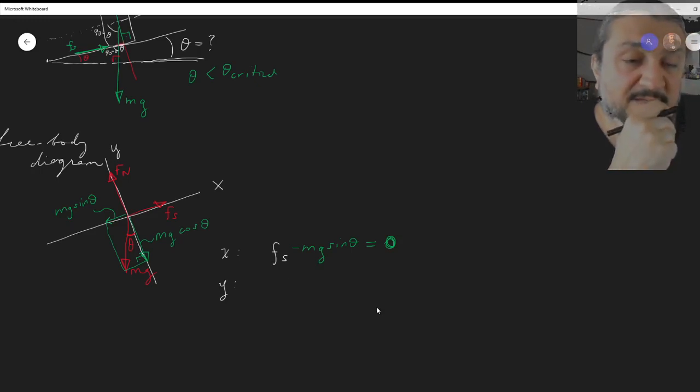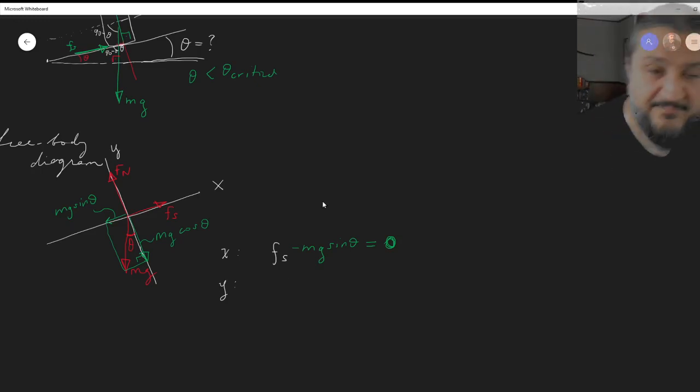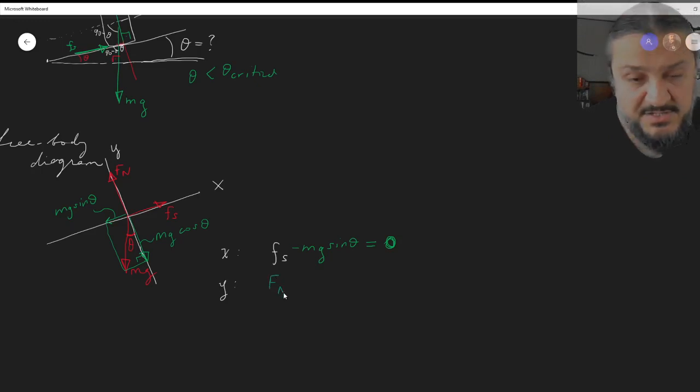Okay, now what about the y direction? I have Fn upward, or in the positive y direction, and I have mg cosine theta in the negative y direction.